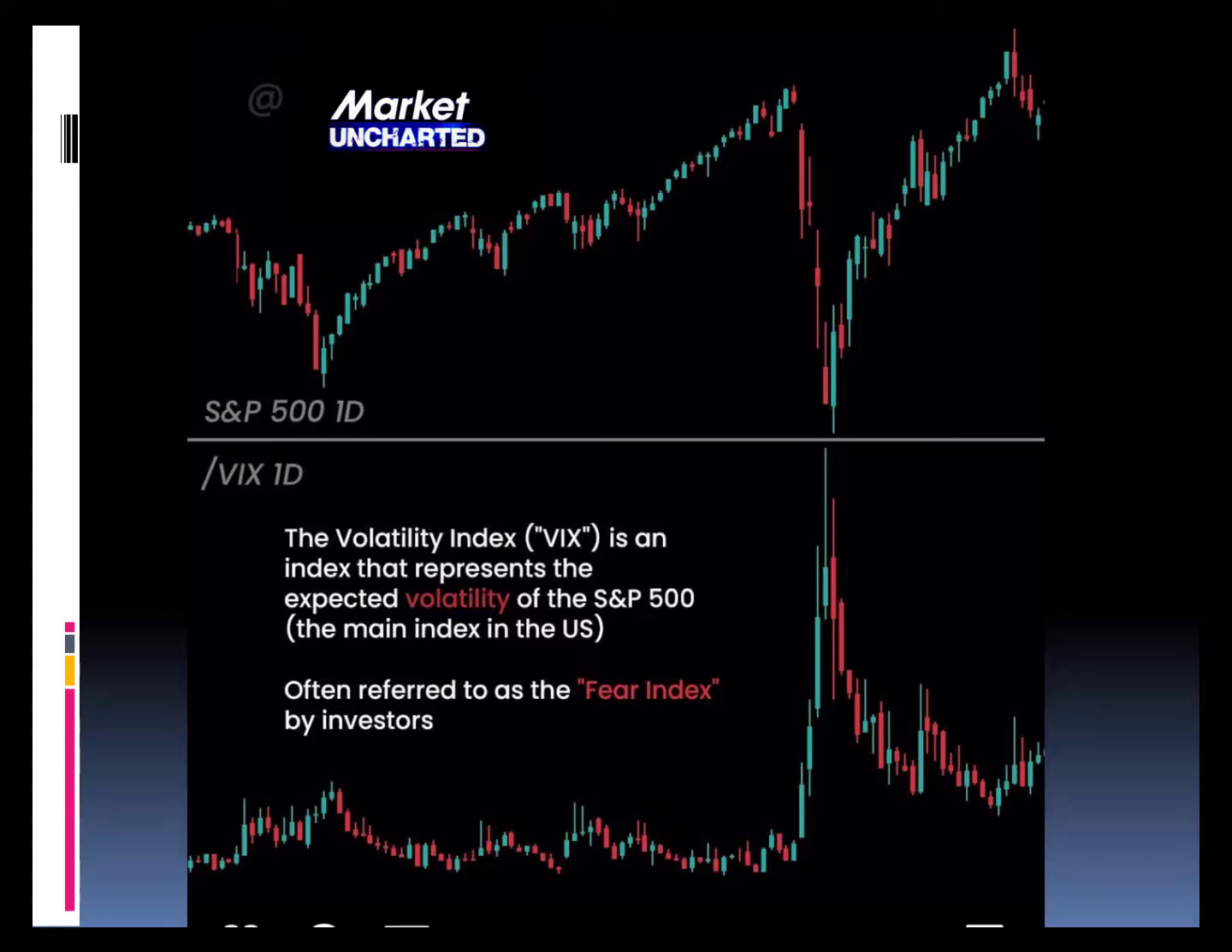The volatility index, VIX, is an index that represents the expected volatility of the S&P 500, which is the main index in the US, often referred to as the fear index by investors, which means every time that you see the S&P 500 going up, usually VIX goes down. Why? Because on an up tendency, we have less volatility. Every time that you have a crash on the S&P 500, you'll see a spike up on the index VIX.